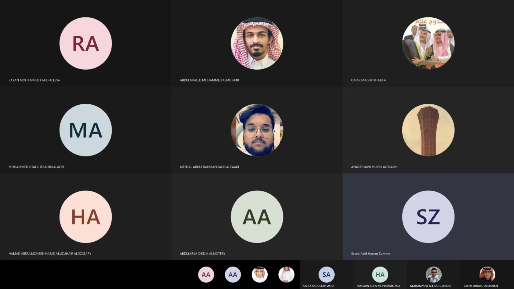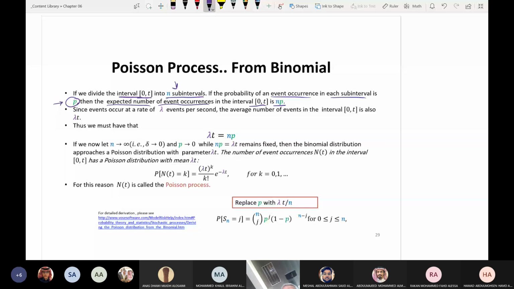With the probability that an event happens P, the expected value or the average number of occurrences within 0 to t seconds is nP. Now, since events occur at a rate lambda events per second, within interval 0 to t the average is also equal to lambda t, which brings us to this very important equation: lambda t equals nP.